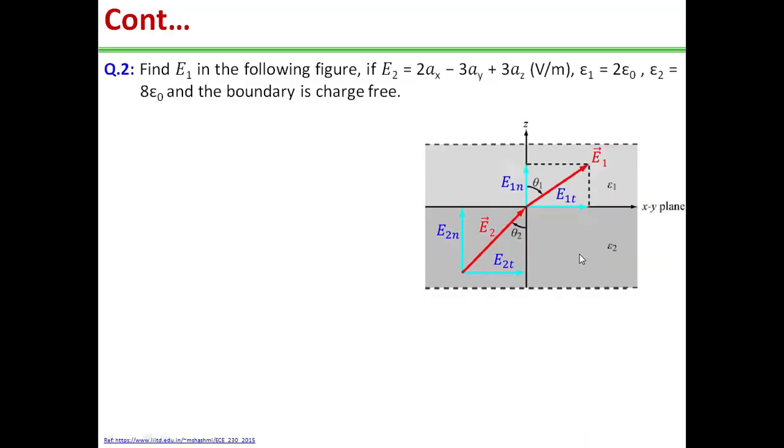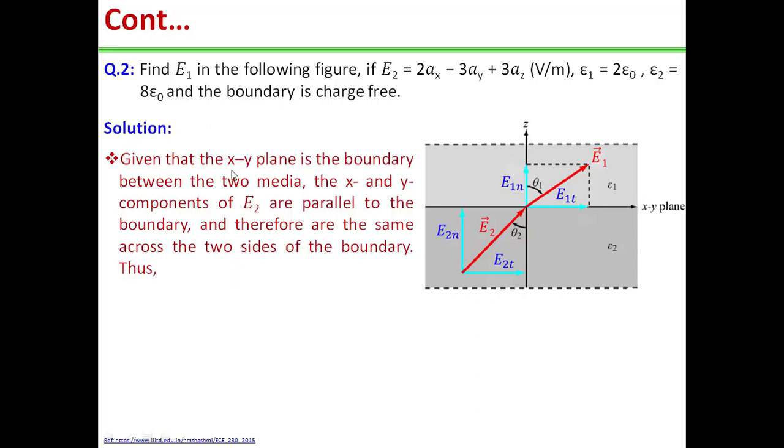Now the next question is, find the electric field E1 in the following figure if E2 is given as 2ax minus 3ay plus 3az volt per meter, whereas epsilon 1 is equal to 2 epsilon naught and epsilon 2 is equal to 8 epsilon naught. The boundary is charge free. That means there is no charge distribution at the boundary of the two different media. So let us try to solve this question.